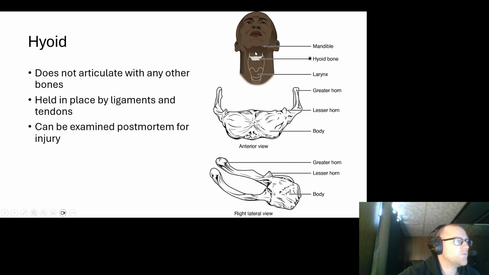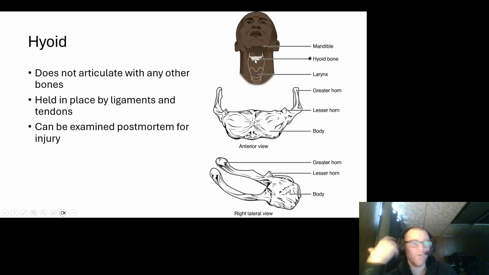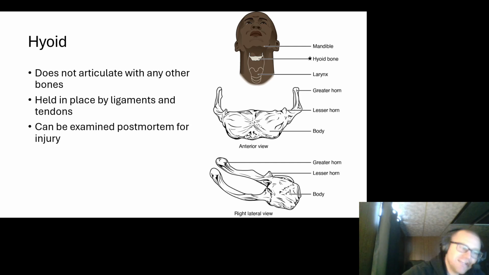We've got this weird bone that hangs out in our neck. And what's cool about this bone is that it doesn't actually form a joint with any other bone. It's just held in place by some ligaments and some tendons. And it's kind of unique in that way. It's the only bone in the body that doesn't articulate with any other bone. And this bone right here is called the hyoid bone. The hyoid bone of the neck, just in front of the windpipe and larynx right here.